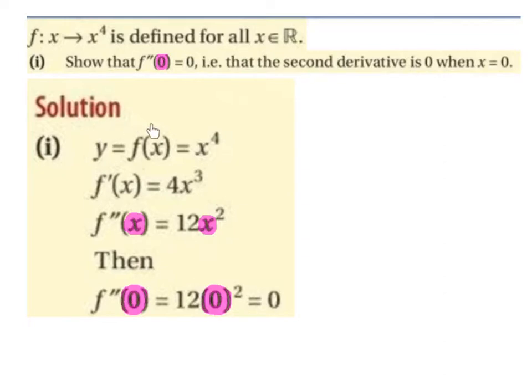So y equals f of x equals x to the power of 4. So y prime of x, the first derivative, is 4x to the power of 3. So bring the 4 down in front, reduce the power by 1. And f double prime of x, the second derivative, is equal to 12x squared. So we bring the 3 down in front and reduce the power by 1. So now to find f double prime of 0, we swap the x for 0. So 12 times 0 squared is 0. So we have shown that this is true.